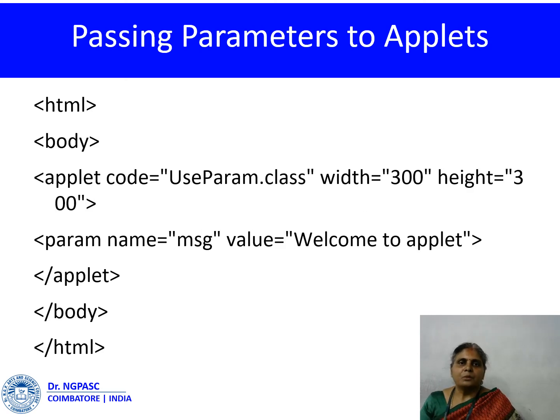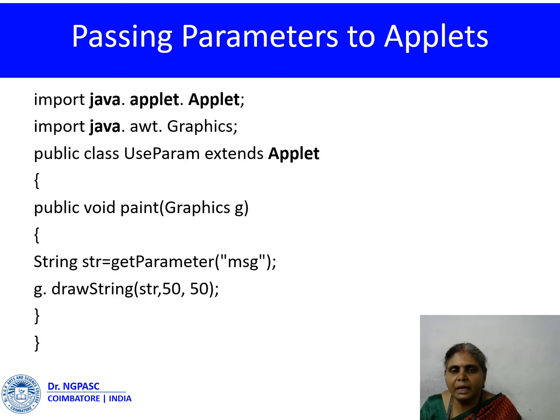Passing parameter to the applet. If you want to pass a message to the applet, that is possible with the help of a param tag. Within the param tag, whatever you are passing will be received by the applet using a getParameter method, and then it will be displayed.